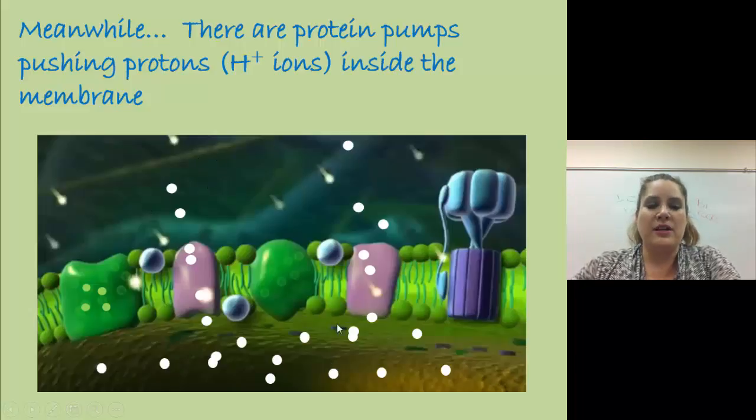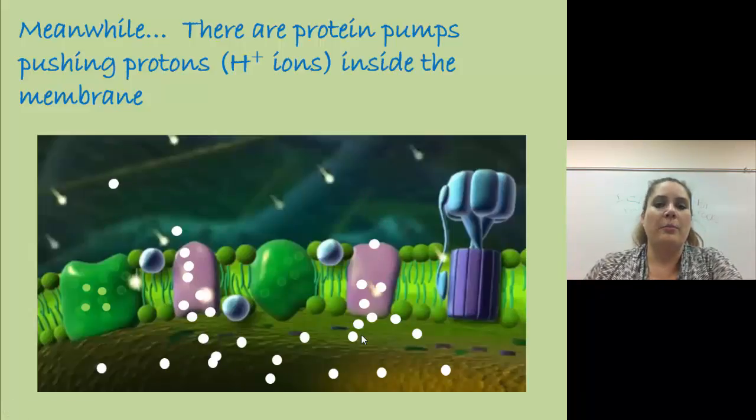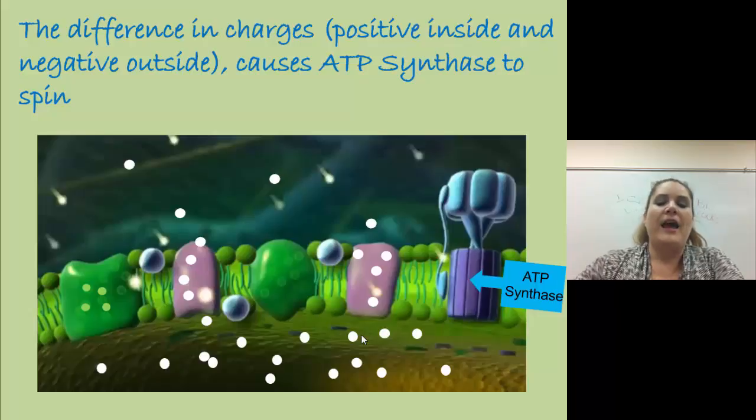And so if we want our protons to go inside from outside, if we want our protons to go this way, we need a protein pump to do that because we're going against the gradient. So we're going to pump those guys in there. And as they do that, you're going to have a huge positive charge over here and a huge negative charge over here. And that's going to stress out ATP synthase.